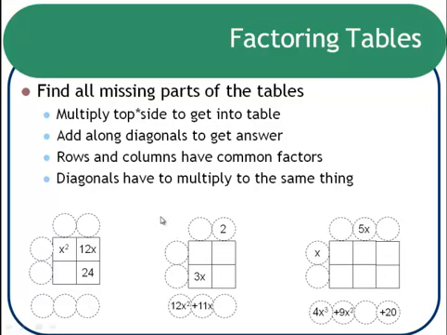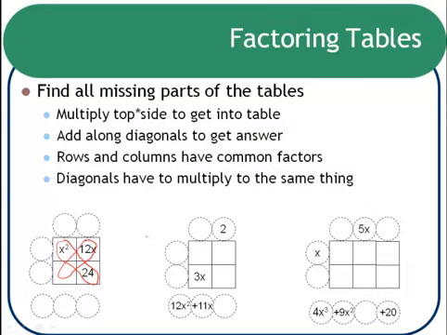Another property of all these is that rows tend to have common factors, which a lot of times we can pull out. And columns have common factors that we can pull out. And then the last property is probably the most magical, the least intuitive, but one of the most powerful properties that we have, and that is that the diagonals in these multiplication tables, so what I mean by that is this diagonal here, if I multiply them together, that has to equal what this diagonal multiplies up to.